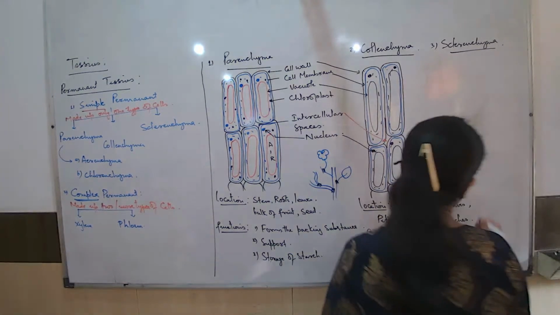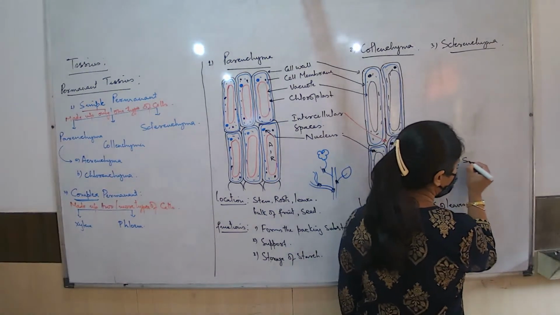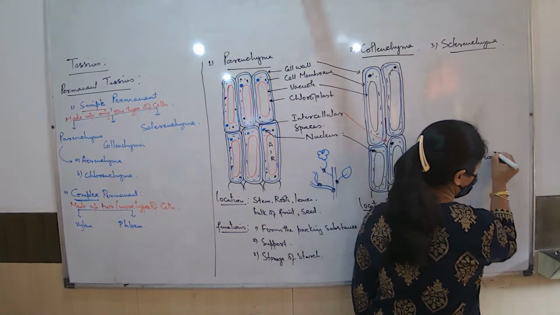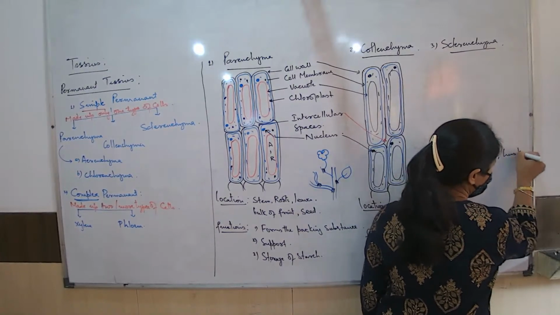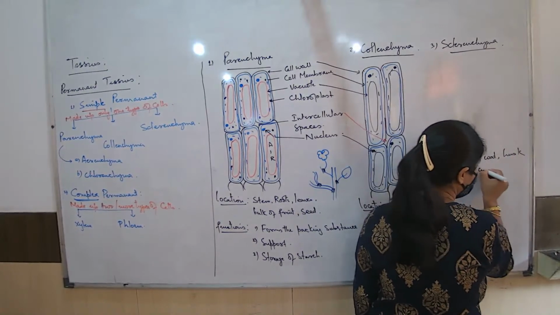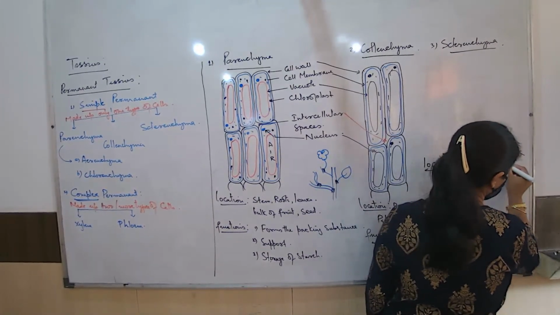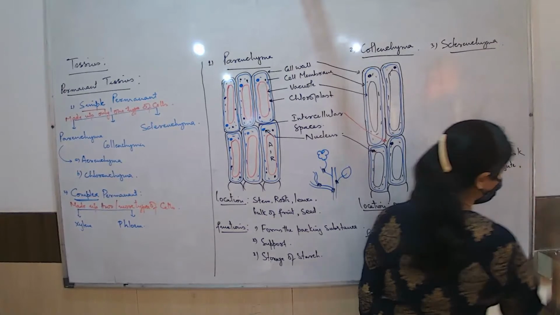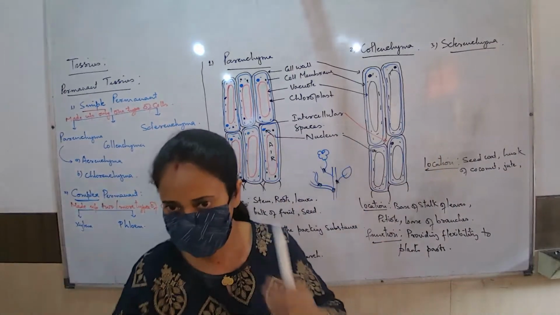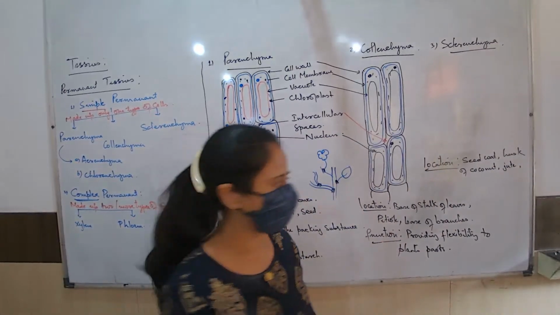Okay, let's write the location first. Some locations: where are they present? On the seed coat. On the husk of coconut. On the jute. The fibers of the jute are sclerenchyma.